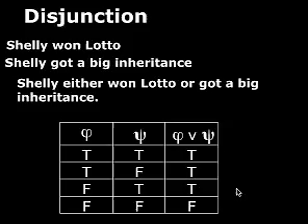So the disjunction operator outputs true when both inputs are true. First is true, second is false. First is false, second is true. And if they're both false, it outputs false.